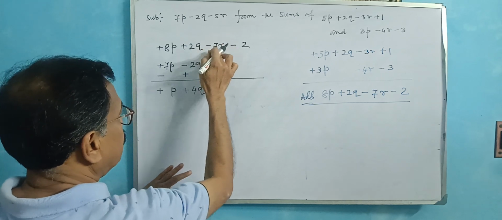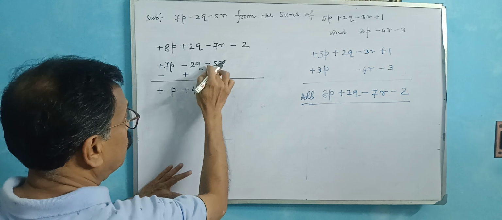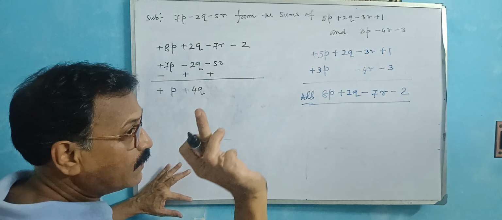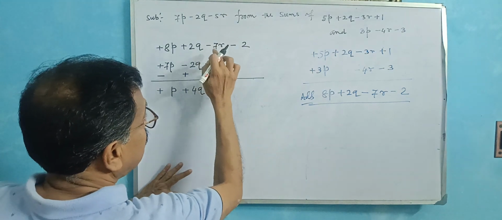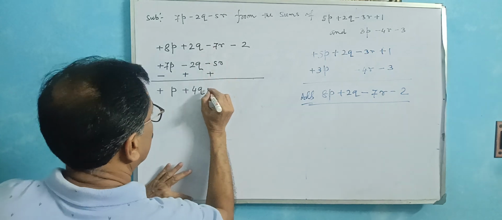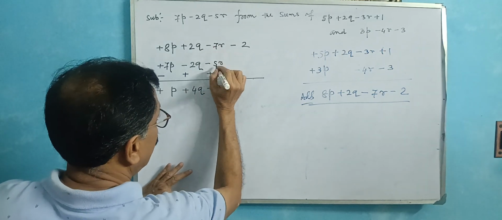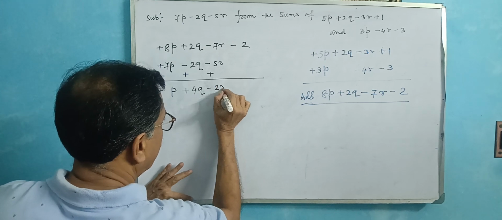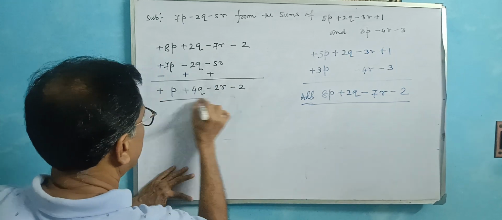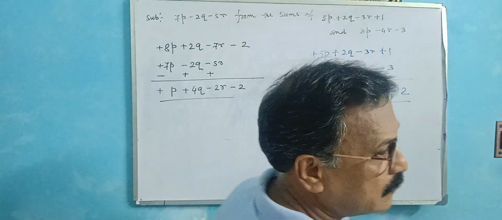7r, what is the sign? Minus. 5r, what is the sign? Plus, not minus, so opposite sign, subtract. The sign is greater, 7 is greater, the sign is minus, so minus, and subtraction 7 minus 5, subtraction 2r, and this is minus. There is no other term, so this is the ultimate answer.